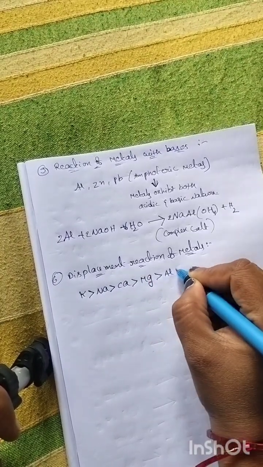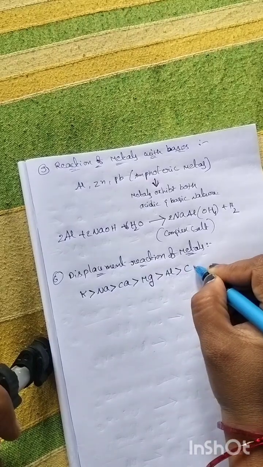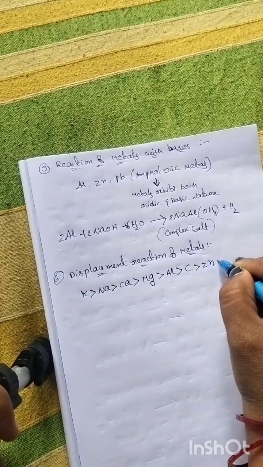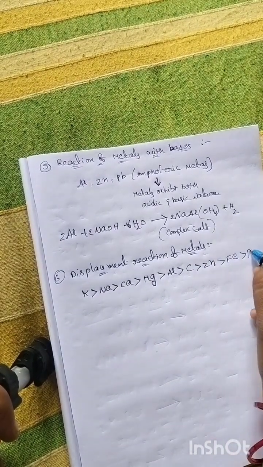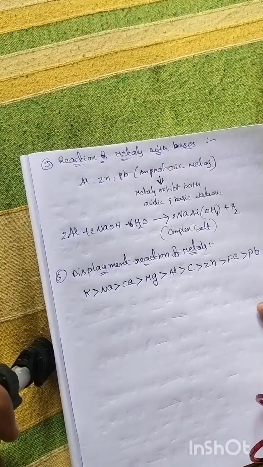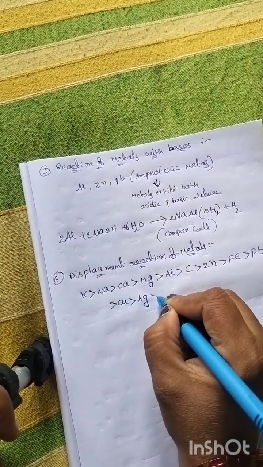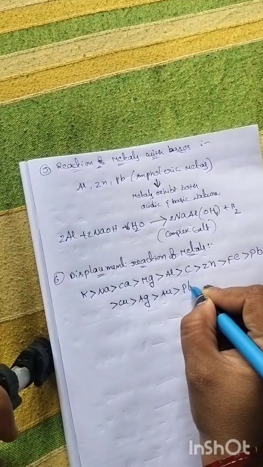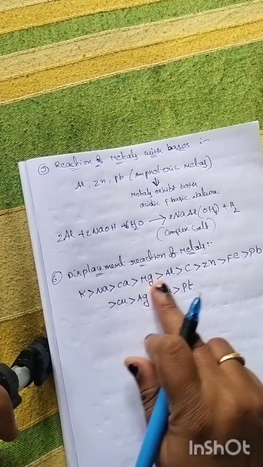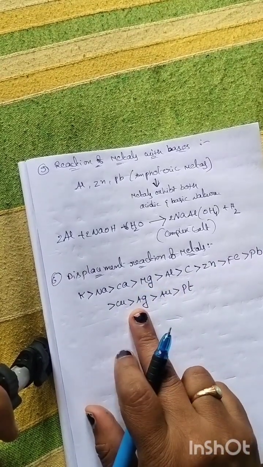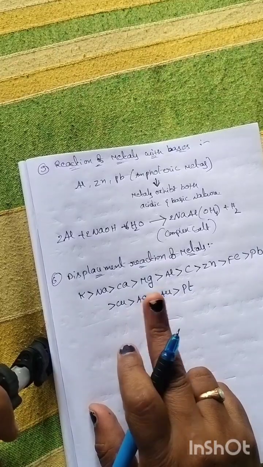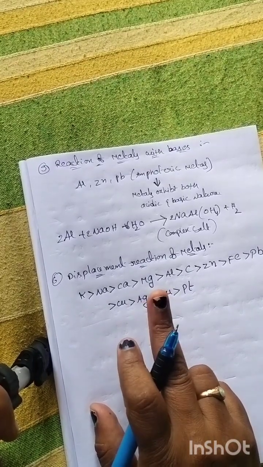Calcium is more reactive than magnesium. Magnesium is more reactive than aluminum. Aluminum is more reactive than carbon. Carbon is more reactive than zinc. Zinc is more reactive than iron. And next, lead, copper, silver, gold, and platinum. This is the reactivity series. So from left to right, the reactivity decreases. Remember, from left to right, the reactivity decreases.